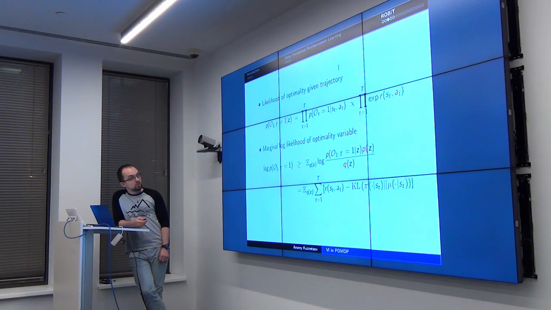So, marginal likelihood of optimality, we can bound it from below, and actually our bound will have the following shape. It is expectation over Q of Z. Q of Z is just how we play our game. So Q consists of samples from environment and samples from the policy. And we take expectation of our reward minus KL divergence of pi and mu, plus some constant.